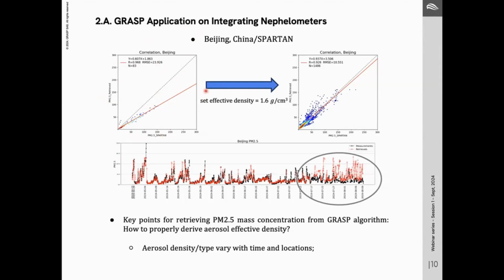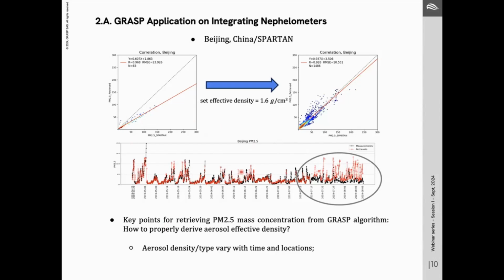Then I used the inverse slope of this relationship as the aerosol density, and I applied it on a much larger data set, around 1,500 data points, and it performed very well as well.